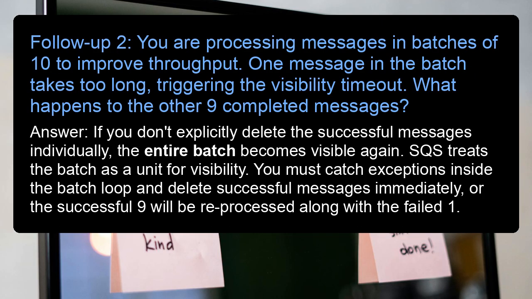Follow-up 2. You are processing messages in batches of 10 to improve throughput. One message in the batch takes too long, triggering the visibility timeout. What happens to the other 9 completed messages?